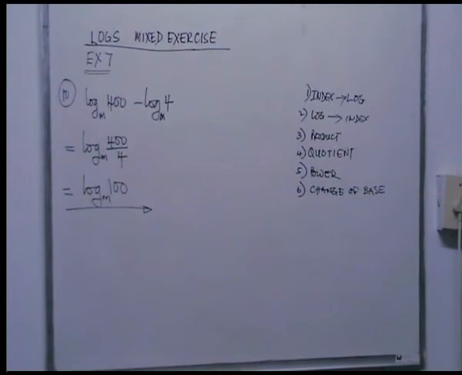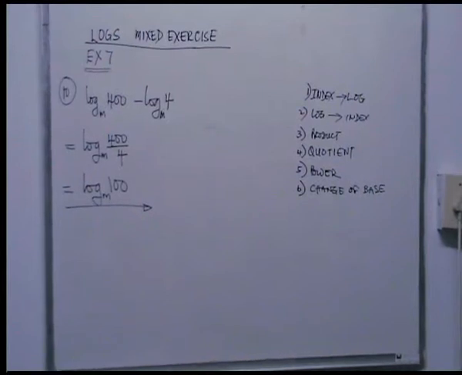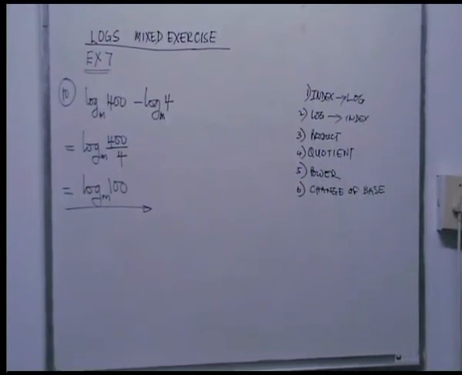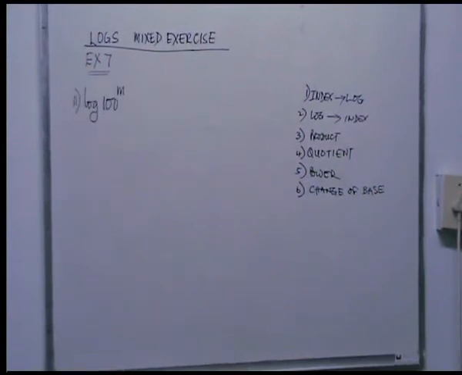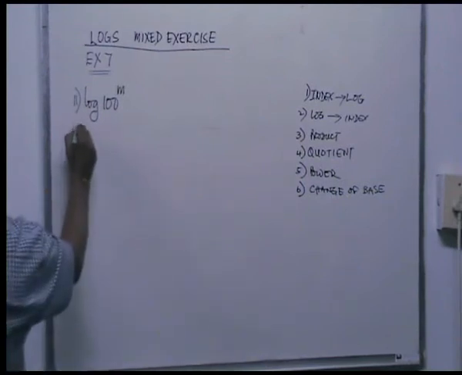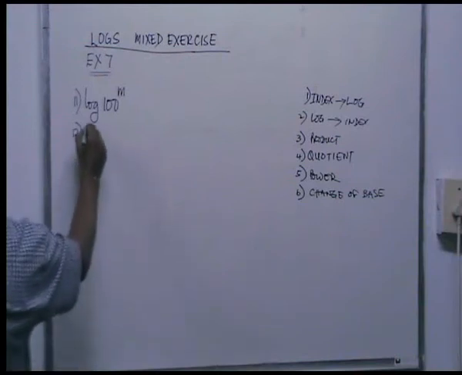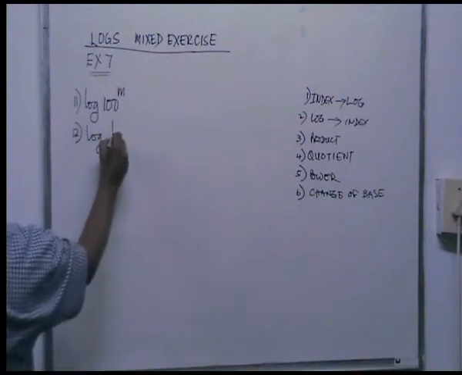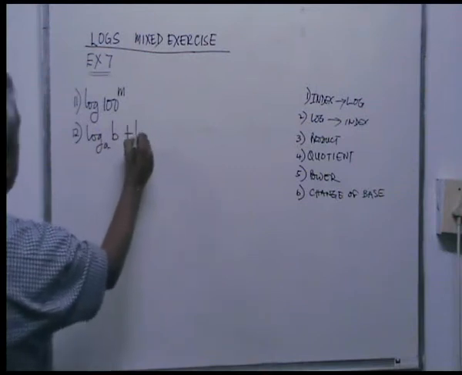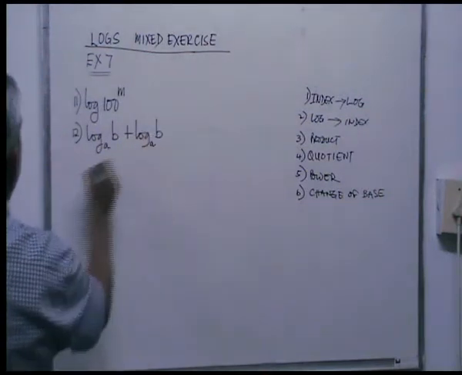Right. I'm sure you're getting the feeling now, and you're seeing how the different laws apply in the different examples. I'm now going to give you number 11 to 20 on the board, and then you can try them. Alright, here's the rest of the exercise. Number 11, log of 100 to the index m. Just apply some law and rewrite it in another way, or if it can be simplified, simplify. Number 12, log of b to the base a plus log of b to the base a.